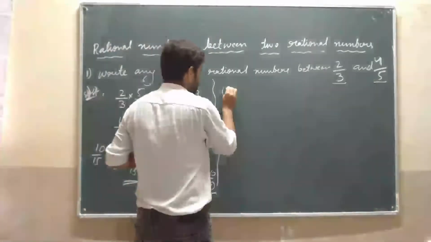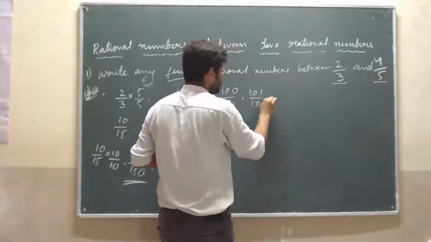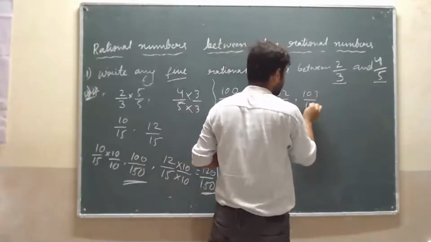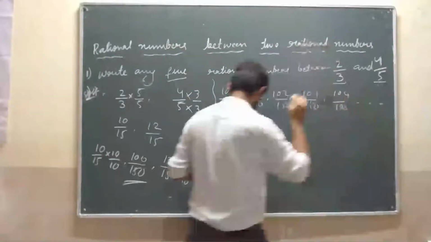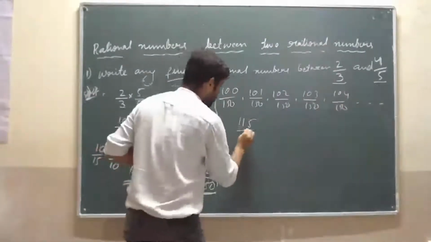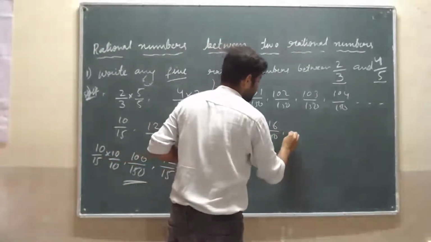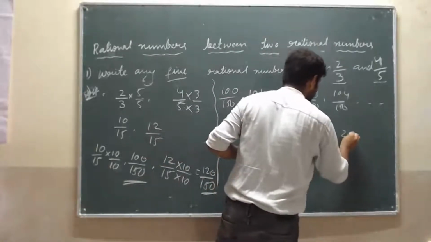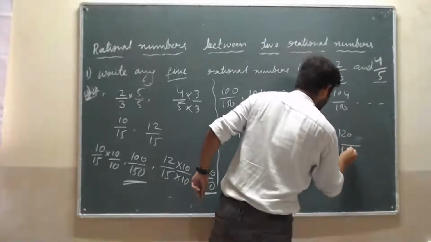That is 100 by 150, 101 by 150, 102 by 150, 103 by 150, 104 by 150, and so on, 115 by 150, 116 by 150, like that, 119 by 150, and 120 by 150.